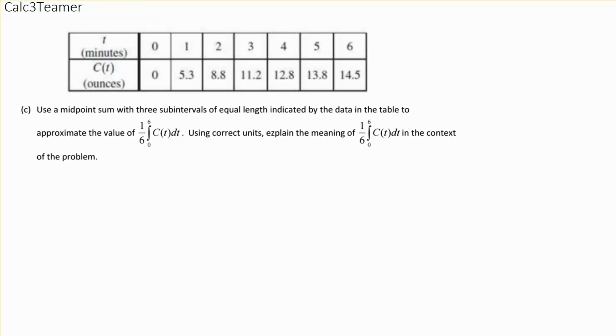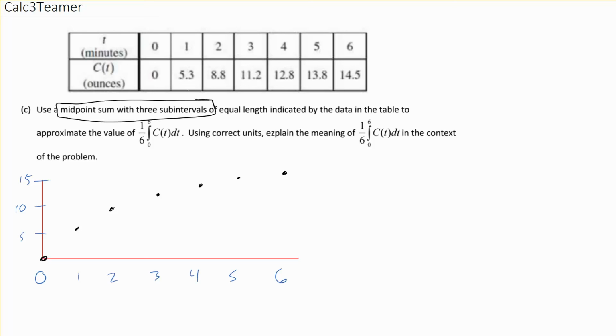Part C says, use a midpoint sum with 3 subintervals of equal length indicated by the data in the table to approximate 1/6 the integral from 0 to 6 of the function. Using correct units, explain what that means in the context of the problem. I would have expected by now that we would have graphed it. Once we've got our graph there, I think this problem really makes sense as far as the midpoint sum with 3 subintervals. It will never be something where you have to search.